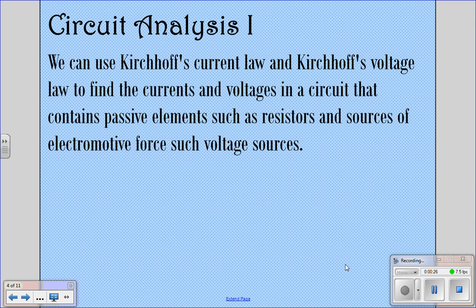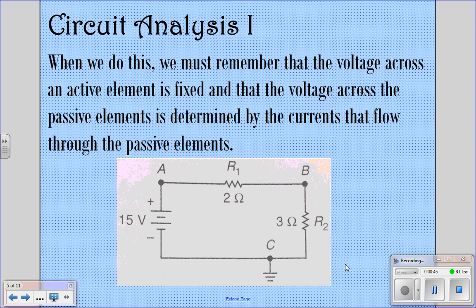to find the currents and the voltages in a circuit that contains passive elements such as resistors and sources of electromotive forces such as voltage sources. So we looked at that in lesson 47. Whenever we do this, we must remember that the voltage across an active element is fixed and that the voltage across passive elements is determined by the currents that flow through the passive elements.